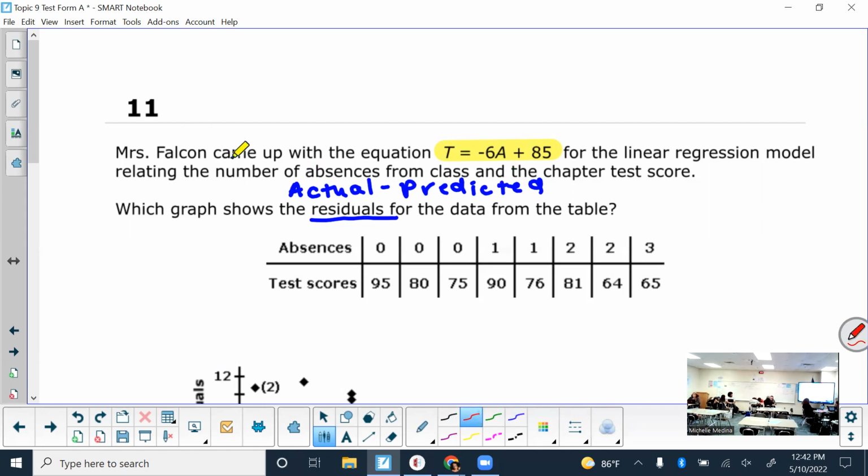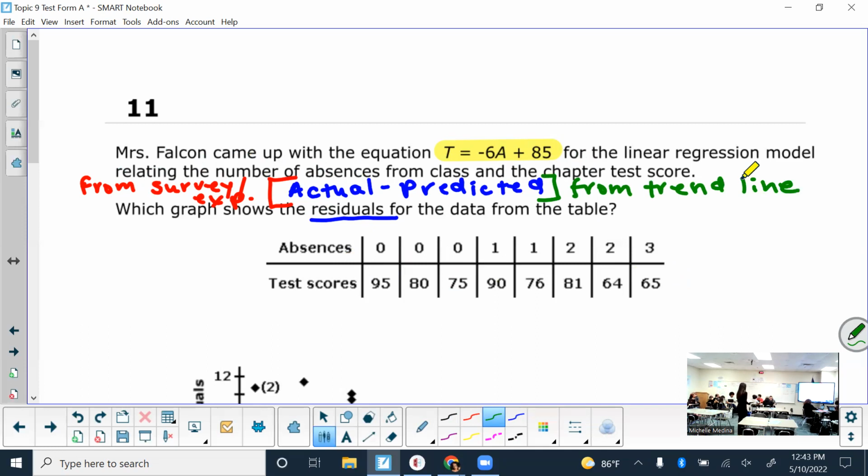Where do you get the actual numbers from? Do you get it from the trend line or from the survey or experiment? From the survey/experiment. So it's actual. It's your actual data that you collected, the actual test scores that her students actually got. Those are my actuals. My predicted comes from what? The trend line. Because the trend line is used to predict stuff that maybe we didn't test for.